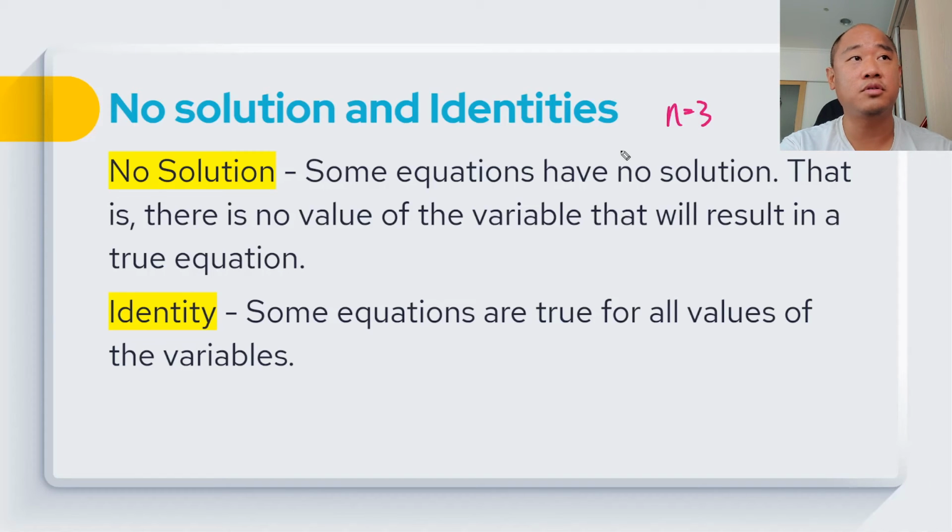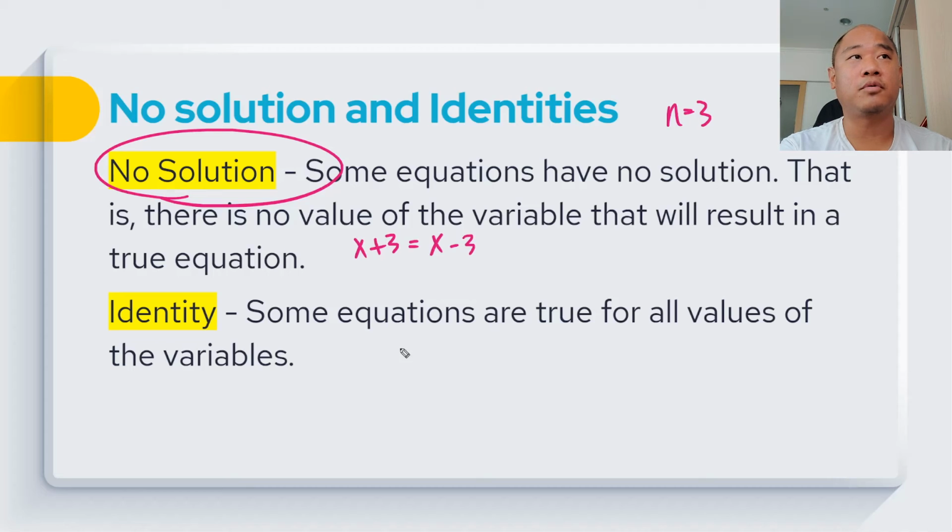Sometimes there's no solution. If you do all your simplification and you get to the point where you get something like x plus 3 equals x minus 3, well, there's no number that you can put in for x where that would be true, right? So this would be no solution.